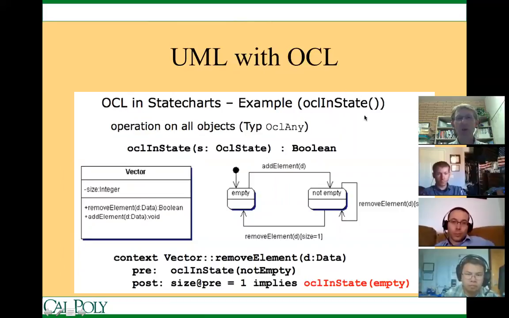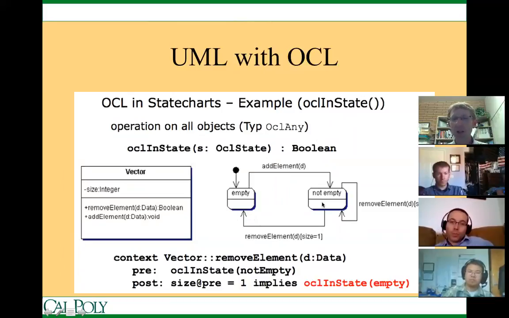So here, for instance, I'm going to specify this method, OCL in state. It's got a parameter, it has a return type, and you can then associate that with elements of your diagrams. Okay, so like here, remove element is a method that's specified on this.